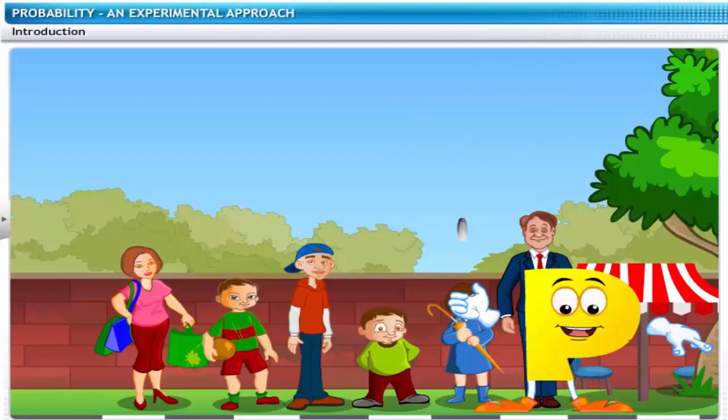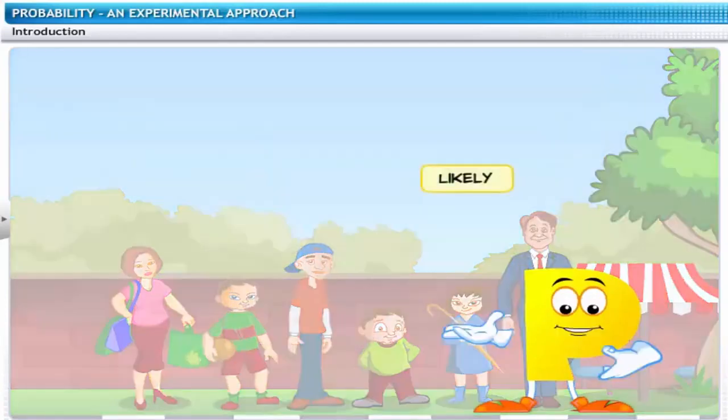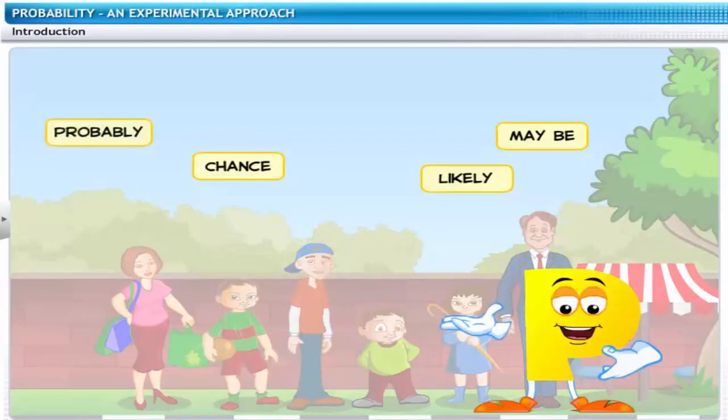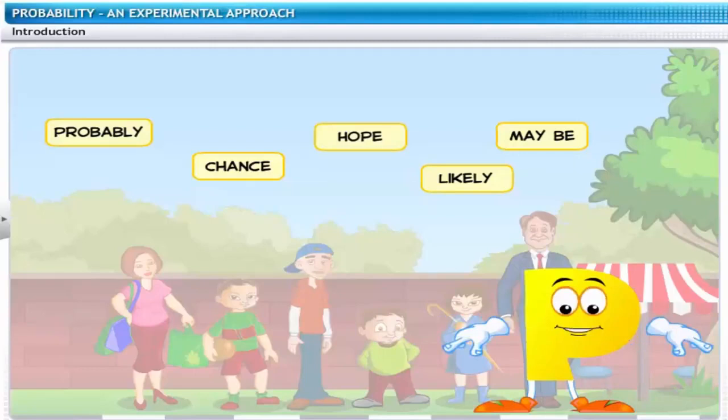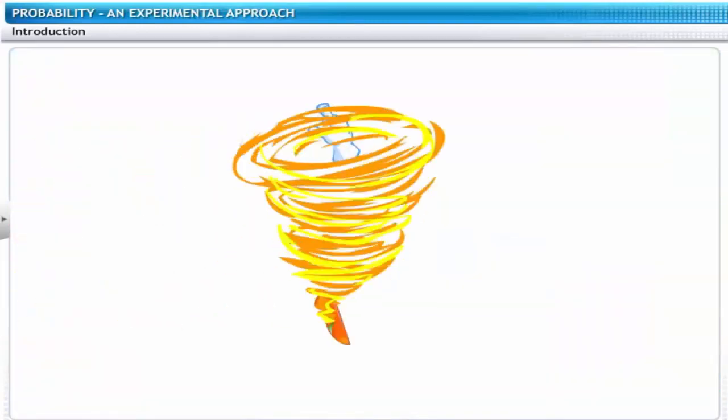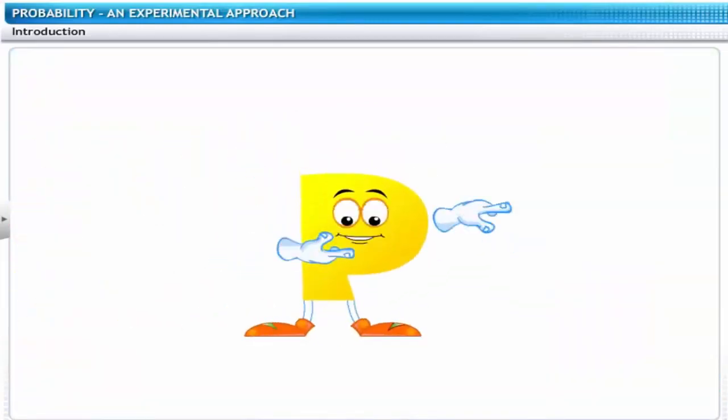I'm sure you must have heard or said statements such as these in your day-to-day life. The words likely, maybe, chances are, probably, and hope used in these statements involve an element of uncertainty or chance. These words are all synonyms used to indicate the term probability, which is an integral part of our life. I'm Probby. Together, let's explore the world of probability.